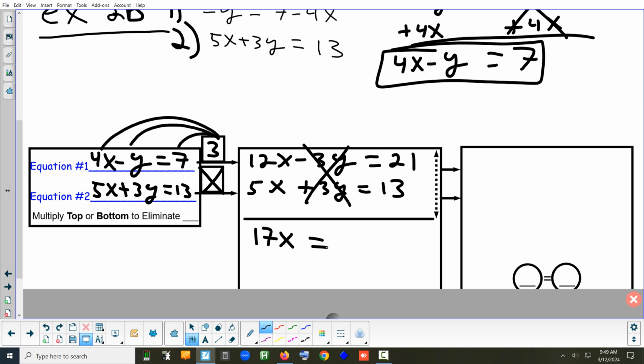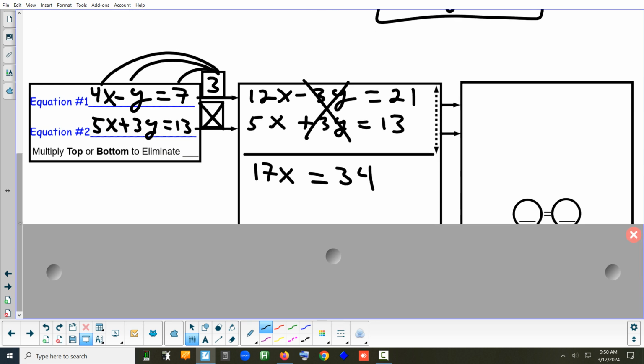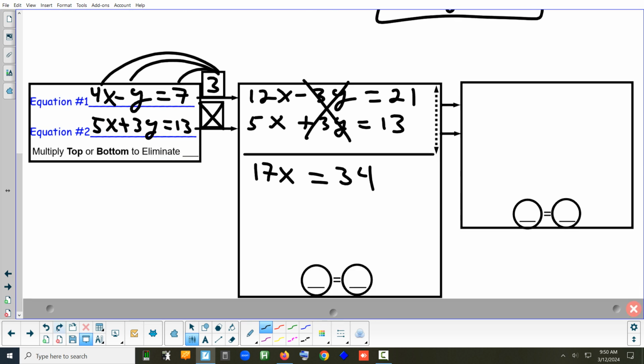That's why we call it elimination, because that y just got eliminated. And on the right side, what's going to be my constant? 34. Yep. So now we got 17x equals 34. Zach, what's my last step on both sides? Divide. Yep. And what do you divide by? Just 17.